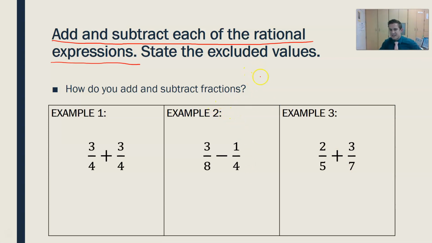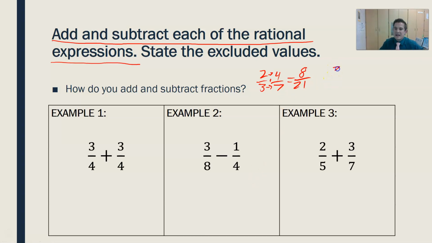In the previous section, we were talking about multiplying fractions. If I had 2/3 times 4/7, I just multiplied straight across. 2 times 4 is 8. 3 times 7 is 21. When I'm multiplying fractions, I just multiply straight across.